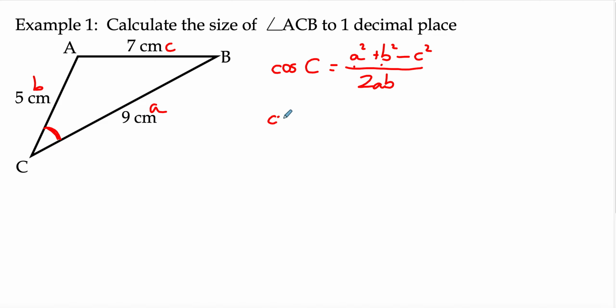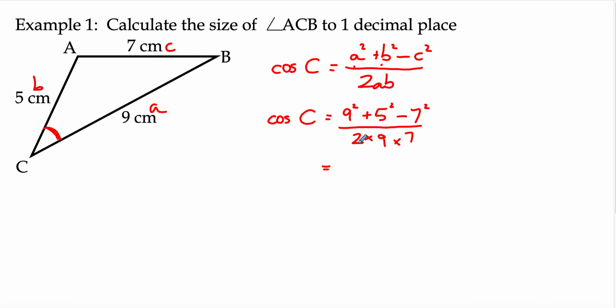Once you've got the formula written out correctly, again it's just about substitution and calculation. So a is 9, b is 5, c is 7, and we've got 2 times a times b, which is 9 and 5. Okay, I would do this as 2 separate calculations this time around.